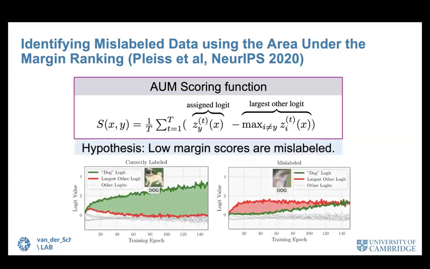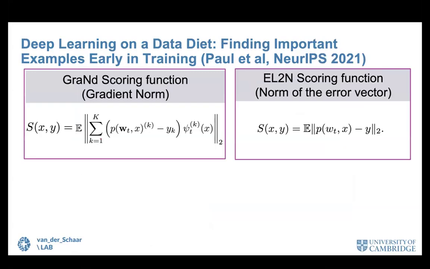And their hypothesis from the paper is that low margin scores, those with small margins between your assigned logit and your largest other, are actually samples which are mislabeled. So you can see this clip from their paper on the screen, where a very large margin is the correct dog label, and this very, very small margin that you see here is actually an image of a bird being labeled as a dog, and the scoring function being able to capture it.